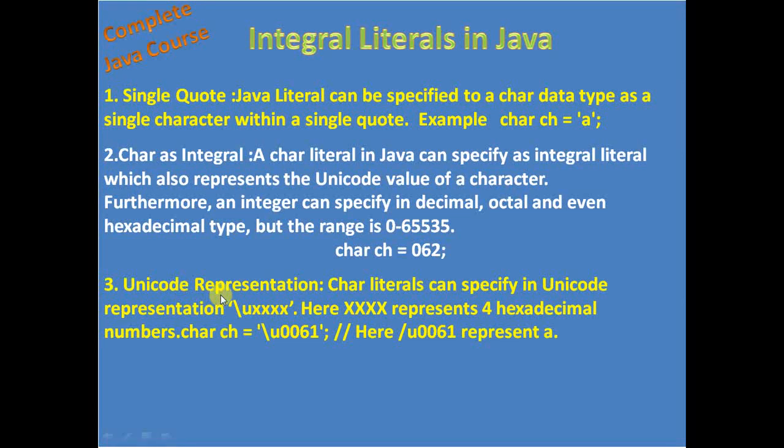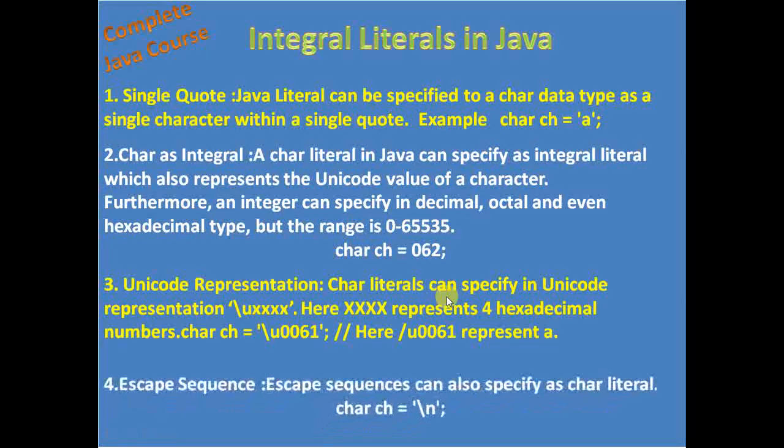Number 3 is Unicode representation. Char literals can be specified in Unicode representation, like \u followed by 4 x's. Here x represents 4 hexadecimal numbers. Char ch equal to \u0061. Here \u0061 represents a.